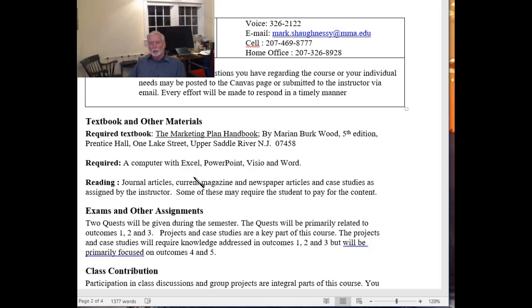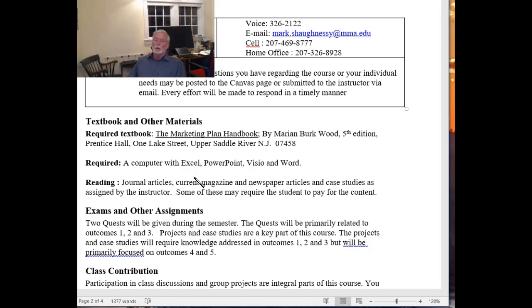It is something you should have. You can get it from the bookstore at MMA, both used or new. It's also available through Amazon or whatever. And I would like you to get the 5th edition. There is a 6th edition out there. That's okay too. And if you can't find the 5th and you get the 4th edition, that's all right too. We're not going to go directly from the textbook, but the examples change a little bit as you go through. They get more modernized.